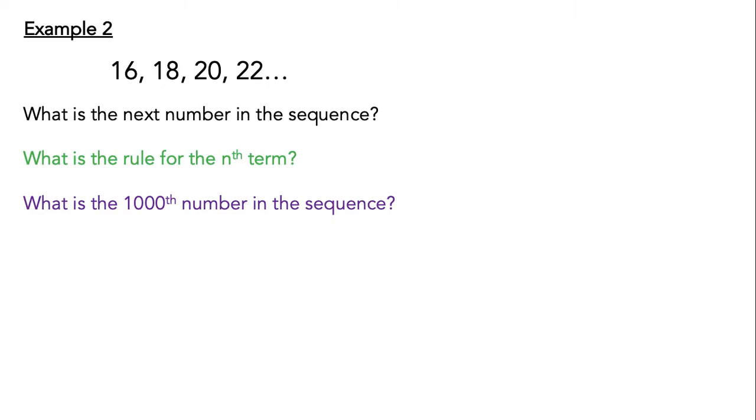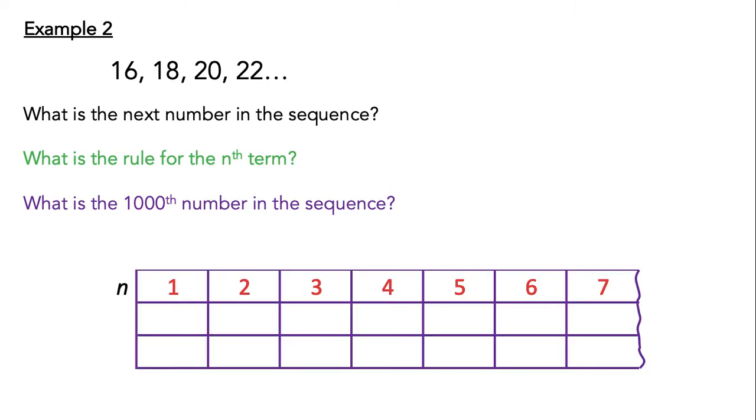Okay, so here comes the answer. So we can make a table of the values, so 1, 2, 3, 4, 5, and so on for the first term, the second term, the third term. And we notice that the numbers are going up by 2 every time, so that gives us a big clue that 2n might be involved with the rule. So if we do 2 times n, 2 times 1 is 2, 2 times 2 is 4, 2 times 3 is 6, and so on.